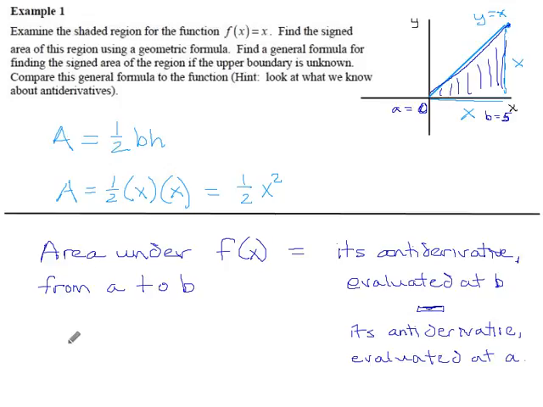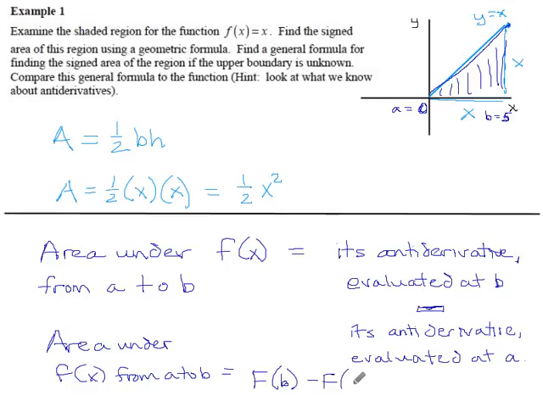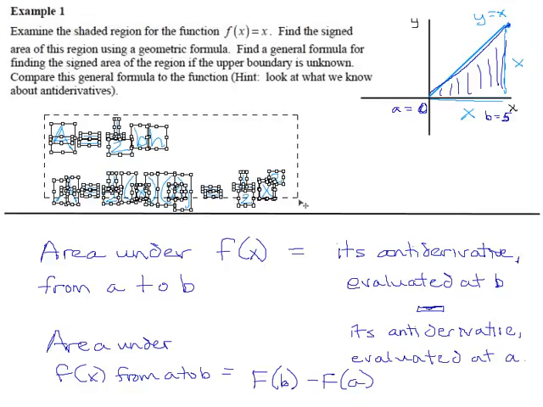The compact way of writing this is that the area under f of x from a to b equals capital F of b minus capital F of a. So this is the antiderivative with the right edge number plugged in minus the antiderivative with the left edge number plugged in. Let's see if we can actually do that up here.